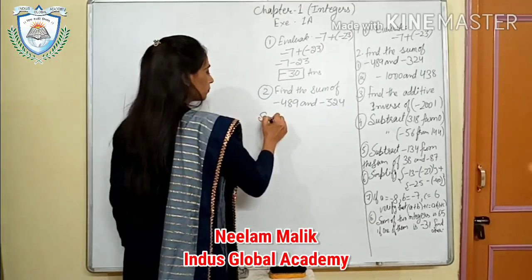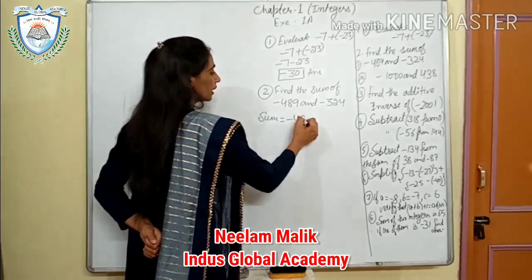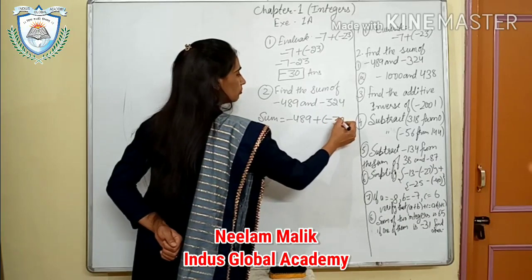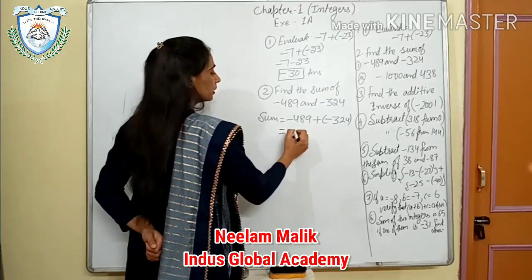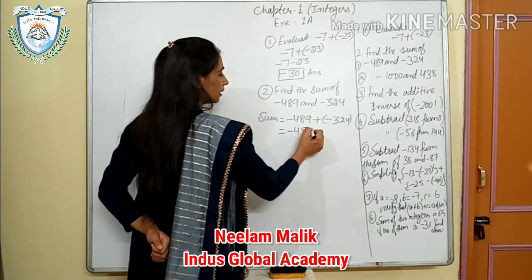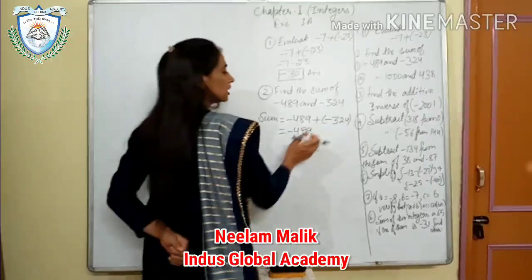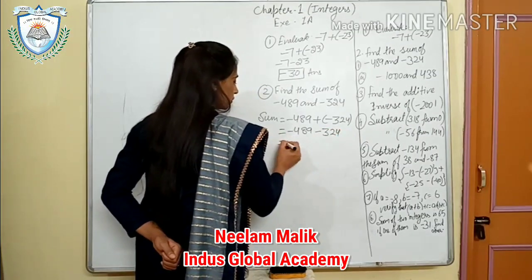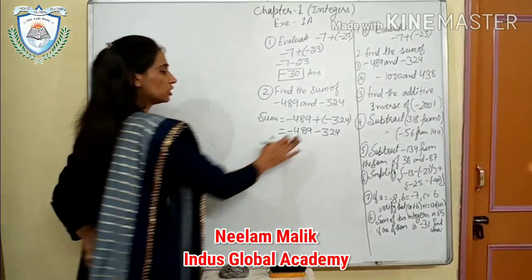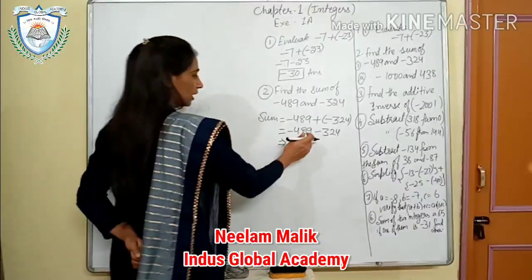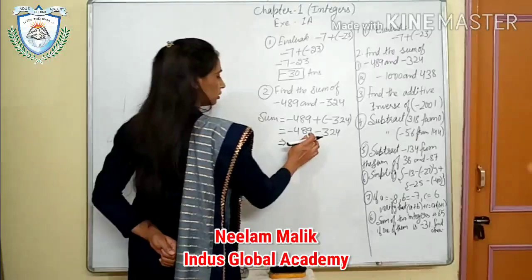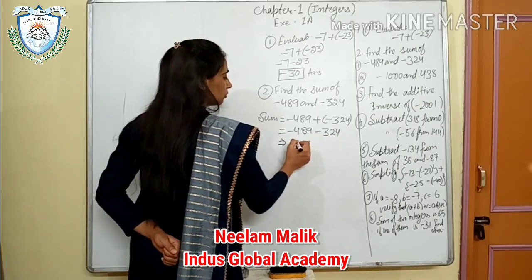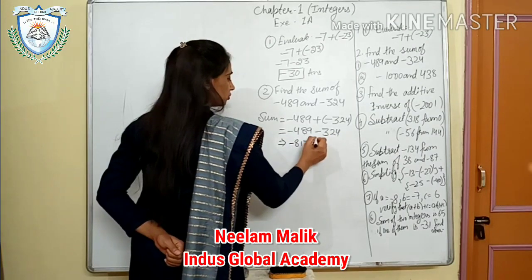So sum is equal to -489 plus, this is negative, so we will put that in bracket. So here will be -489 minus plus, because bracket means multiplication, so it will be -324. Now what you have to do? Both integers have the same sign, so the sign will be that and you will just add them. You will write the sum of those integers. 9 and 4 is 13, 8 and this 1 is 9, 7 and 1 is 8. So this is your answer.